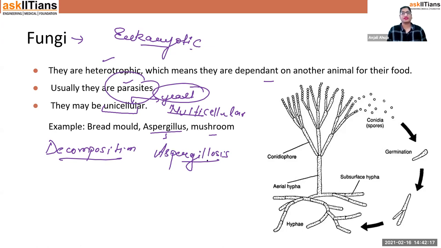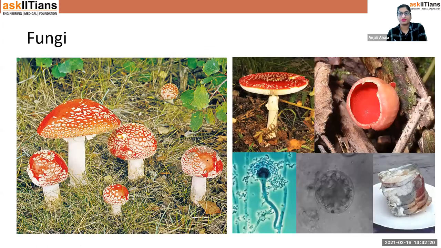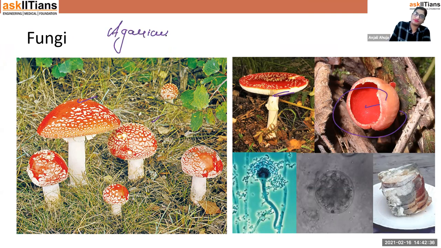Now, one point I would like to say. These are all examples of fungi. If you see different fungi, the mushroom that you eat, these are different kinds of mushroom. Not all mushrooms are edible. Some of them are poisonous, the ones in the jungle might be poisonous. The edible mushroom is a different one. We call it Agaricus. This is the edible one. Now, this is bread mold.